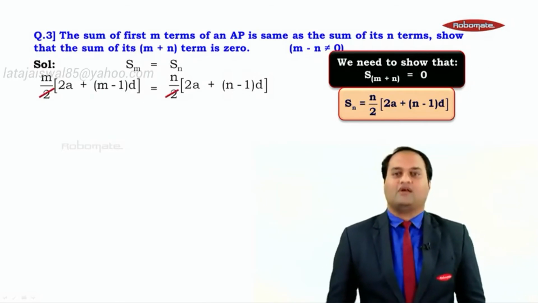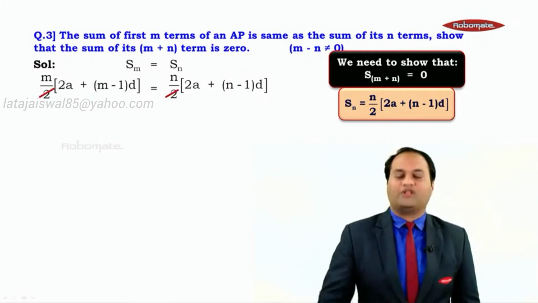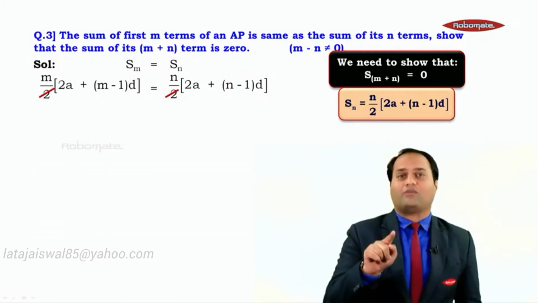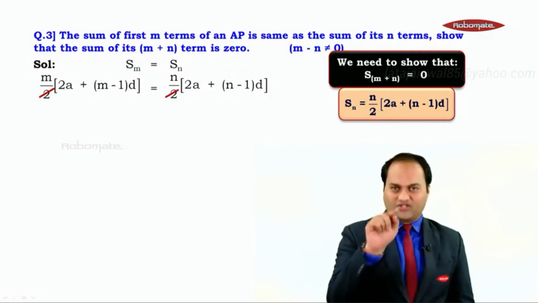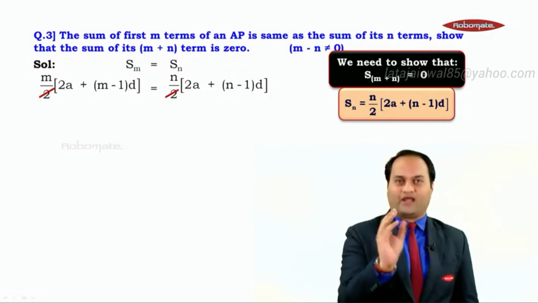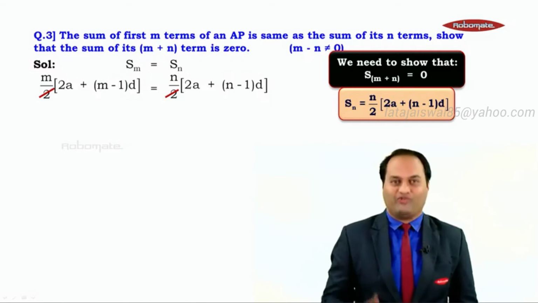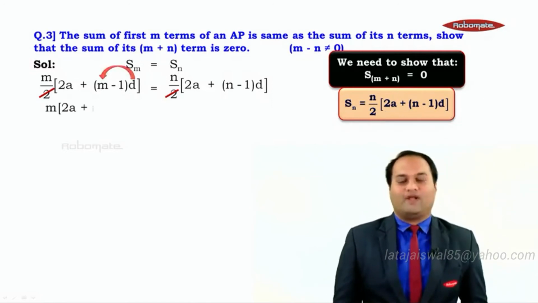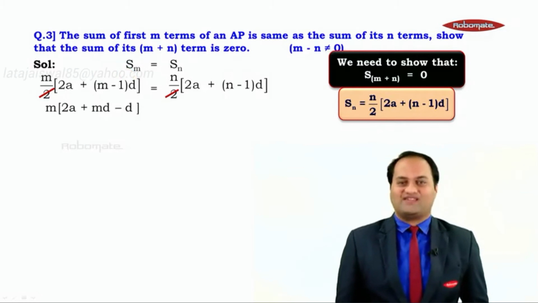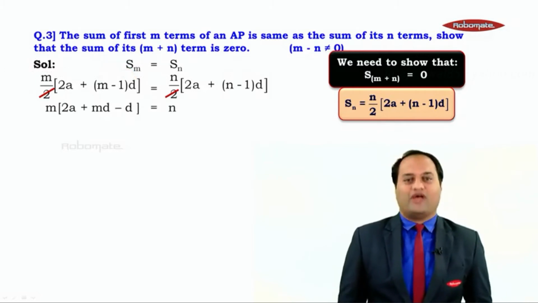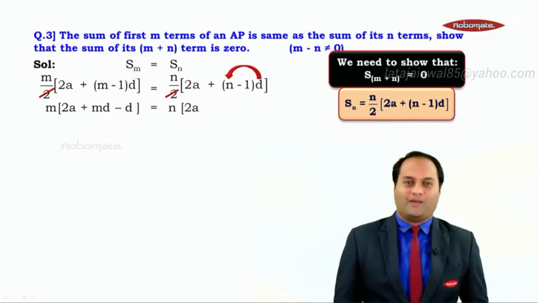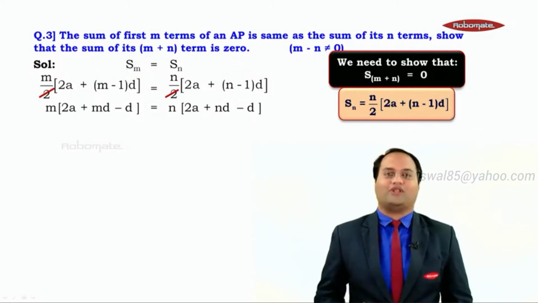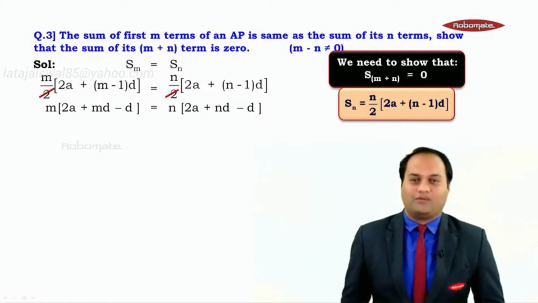What remains is this. Now let's open the brackets, but while opening the brackets, remember, open the smaller bracket one and then the bigger bracket. So just concentrate on the bracket inside the bracket, the smaller bracket. Let's open it. What do we get? We get m into 2a plus md minus d is equal to n into 2a plus nd minus d. So first open the smaller bracket, then open the bigger bracket. Now let's open the bigger bracket.